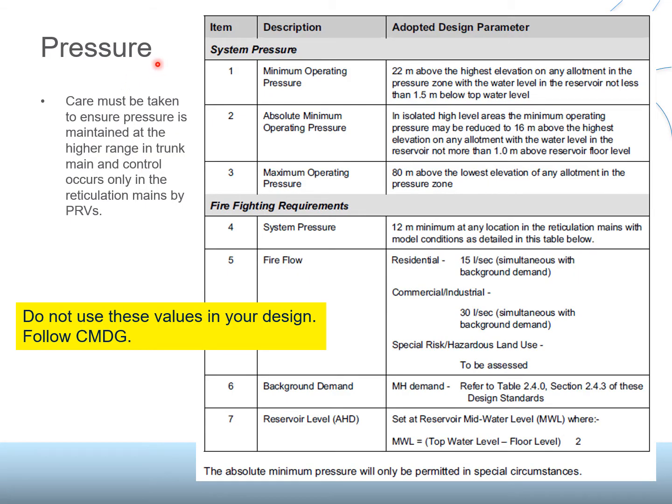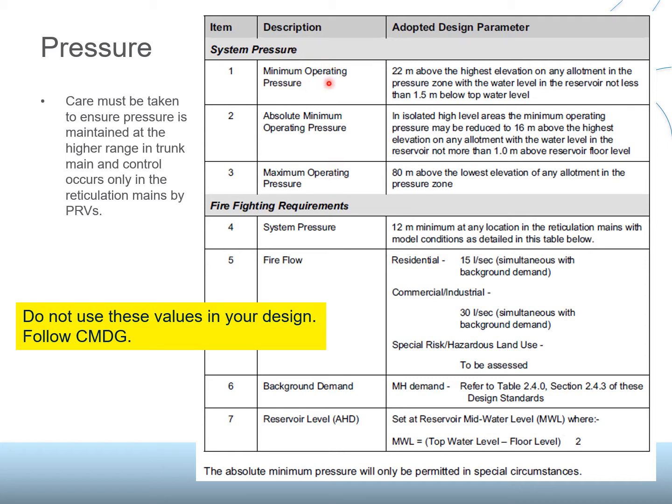Now let's look at the pressure. Pressure is the main criteria for the water supply system. There are different types of pressure, such as minimum operating pressure, absolute minimum pressure, maximum operating pressure. These values are different from council to council. Let's look at the minimum operating pressure.